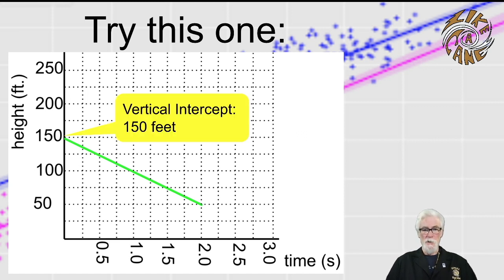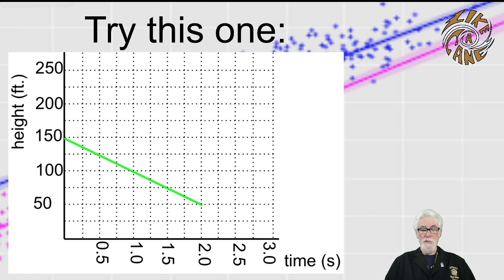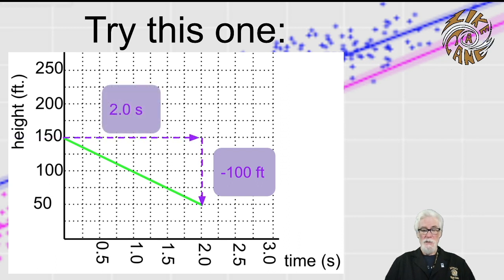Okay, the vertical intercept is the easy part. You can just read this right off the graph. It looks like it's 150 feet. Now we find 2 points. I'm just going to use the beginning and the end of my 2 points and look at the changes. The vertical axis, the dependent variable height, changed by negative 100 feet because it went from 150 at the start down to 50. In the horizontal change, the change in the independent variable, the time, was 2.0 seconds.